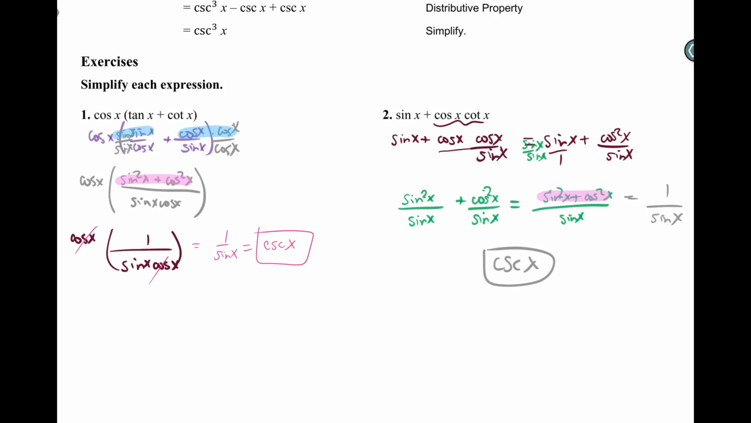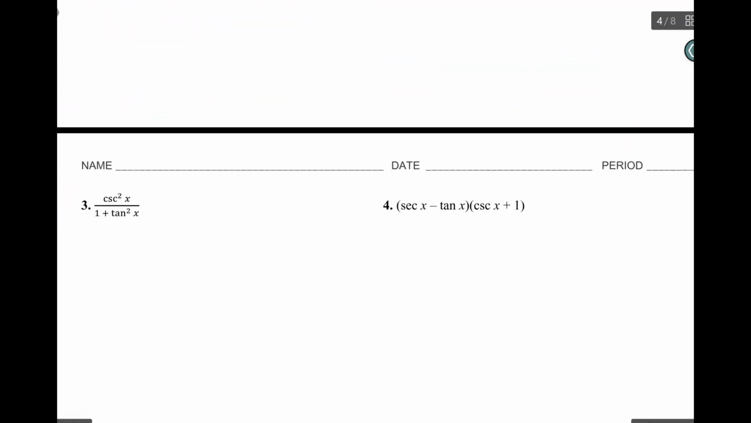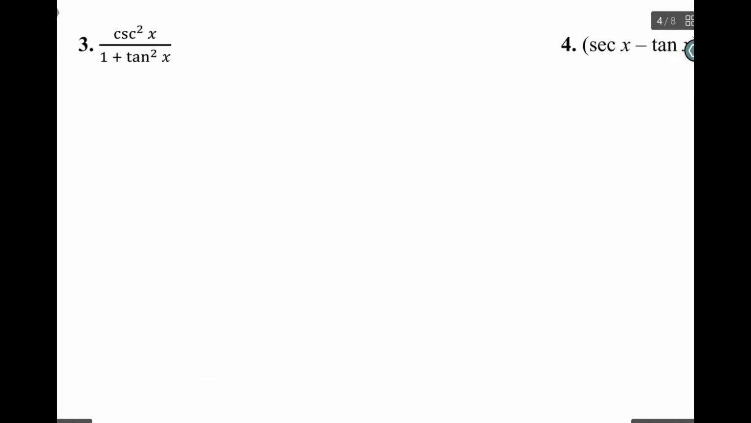Well, shoot, look at these two problems. It's the exact same thing. These two are the exact same problem. Pretty cool. Alright, so we're going to keep going. So number 3 is cosecant squared x over 1 plus tangent squared x.